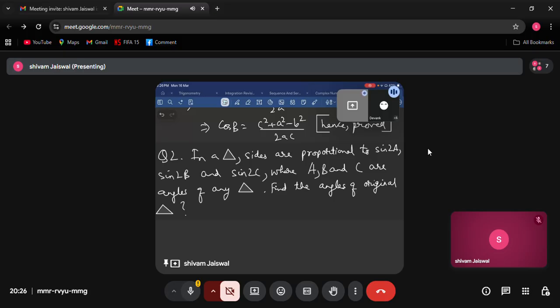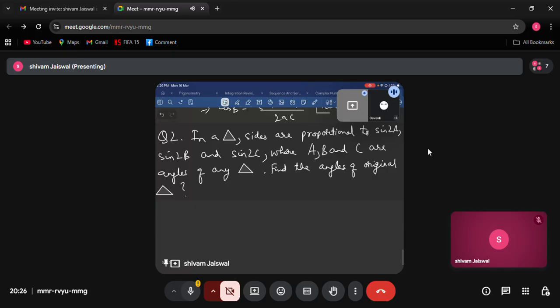Okay, so everyone see, currently the sides are proportional to sines of some angles only. But the problem is that 2A plus 2B plus 2C is not equal to 180 degrees, right? So you need to convert.